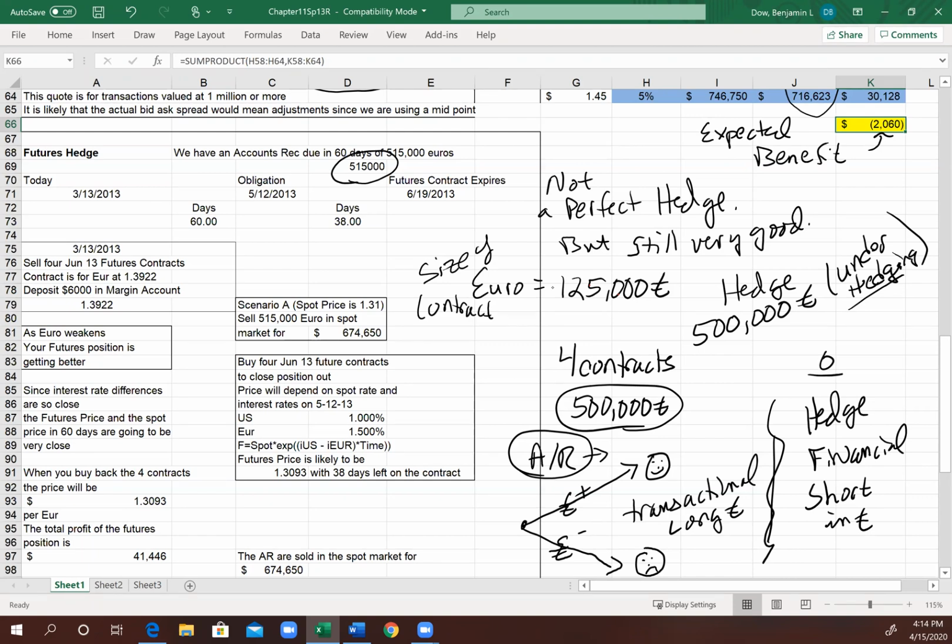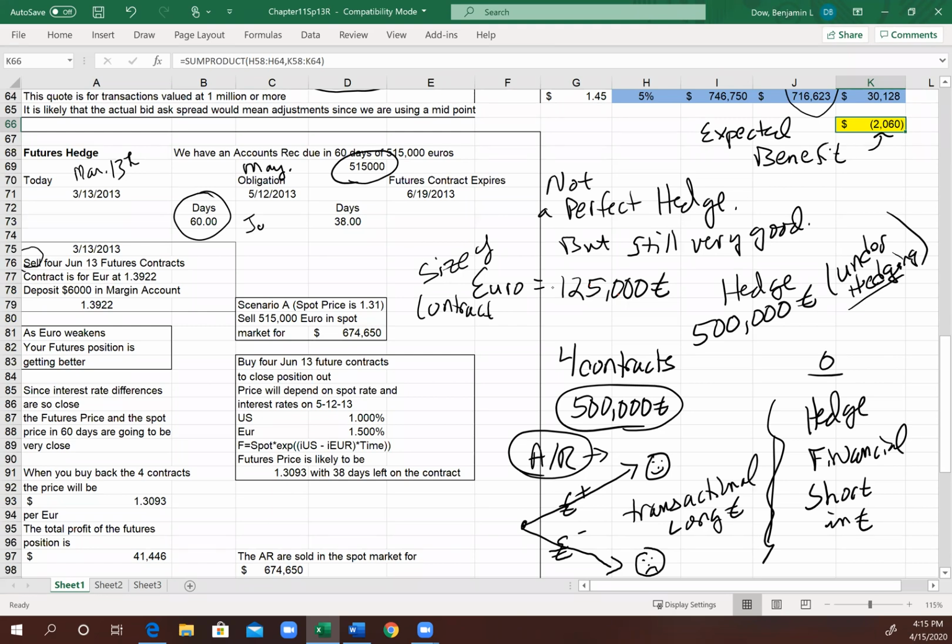Okay. And so our hedge is going to be a short position in the euro on day 0. And how we do that is we sell 4 June futures contracts. Why? Well, today was March 13th. Okay. And our obligation was in 60 days. So our obligation comes due in May, but there may not be a May contract available. And so instead, we're going to use a June contract.